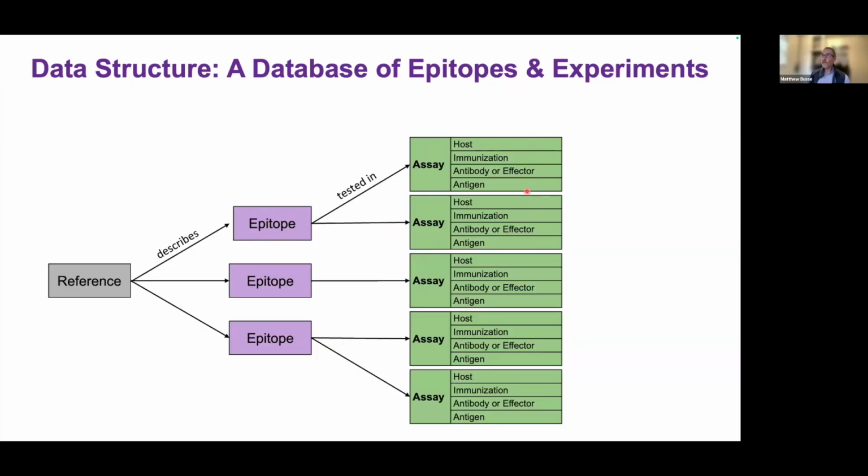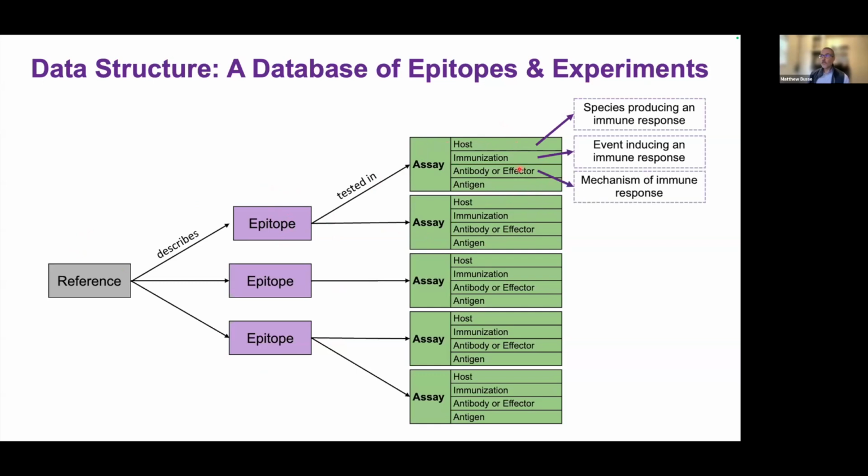There are a few critical fields required for every assay, and we'll go through those now. First is the host. This is the species producing the immune response. The immunization, which is the event which induces an immune response. Another key field is the antibody or effector cells, which represent the mechanism of the immune response. And finally, the antigen of an assay is the entity that is recognized by the immune response.